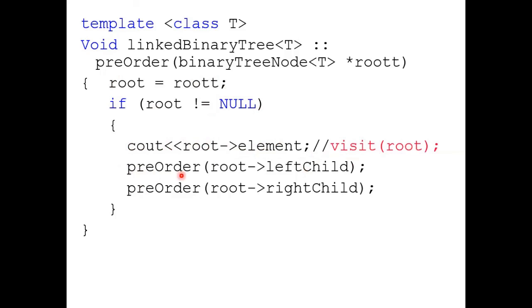Then we have to visit the left subtree. Visiting the left subtree means you have to call the recursion by passing the left child address and calling the same function. Then after visiting the left subtree, you have to visit the right subtree. How to visit the right subtree? It's again a binary tree, so it should be a recursive function. So I'm calling the same function by passing the right child address. I think we have discussed all this in the previous class. I hope you are clear.